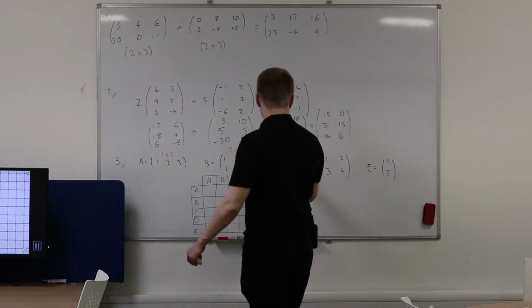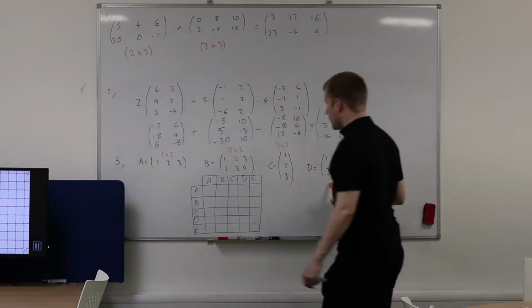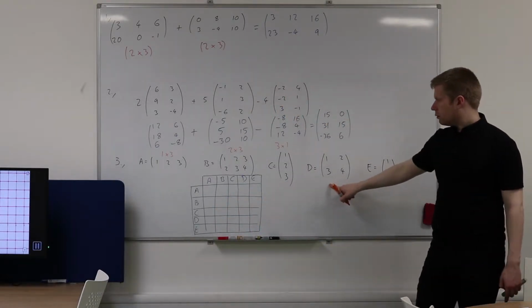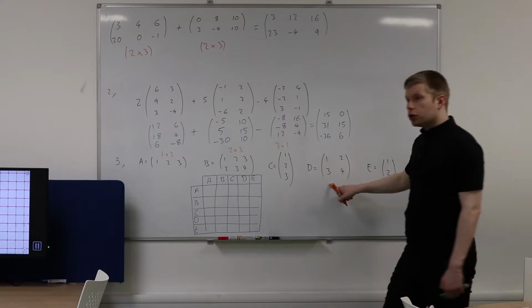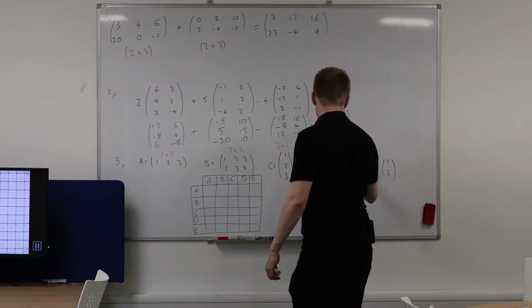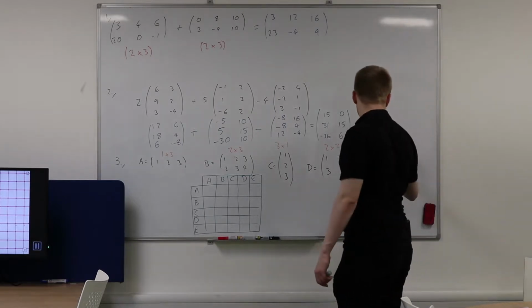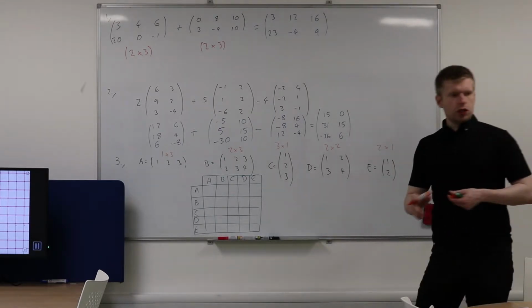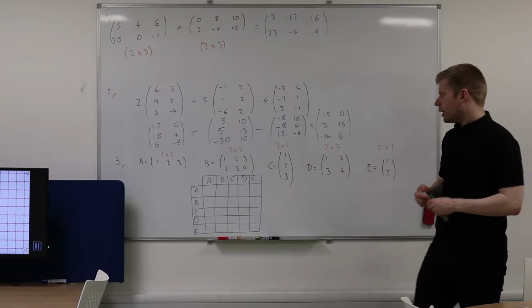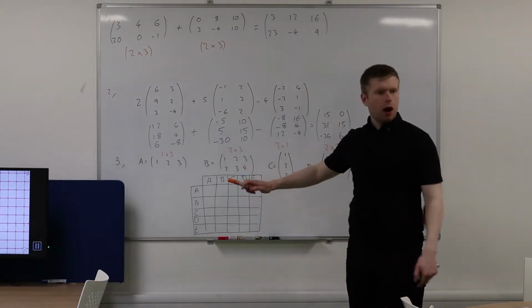Good, 3 by 1. What are the dimensions of D? Yeah, 2 by 2. And what are the dimensions of E? 2 by 1, perfect. Okay? So all we need to do then, now we've written the dimensions down, is work out which pairs are possible.